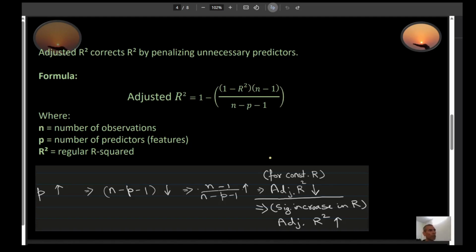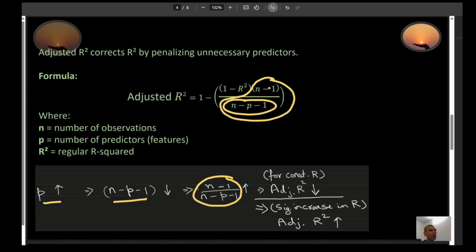Now, suppose I increase my number of predictors, so my P goes up. In that case, this term is going to go down. That will be this term right here. When this term goes down, this other term is going to go up. Now, when this term increases, there are two cases related to this R square. Either my R square is constant, in other words it did not change, or there was a significant increase in my R square.